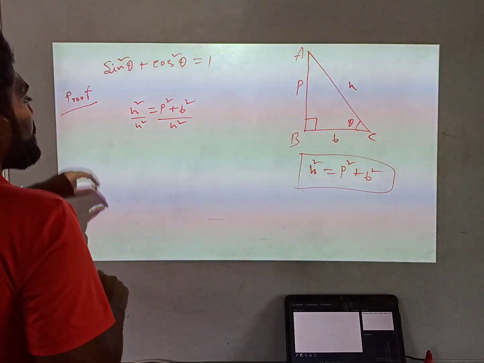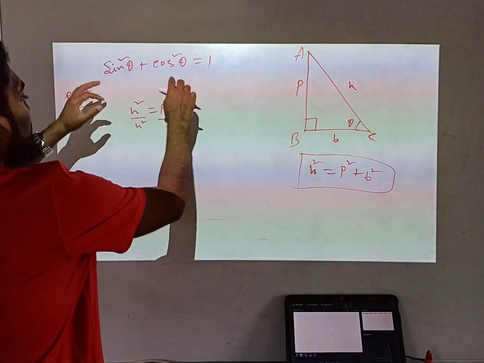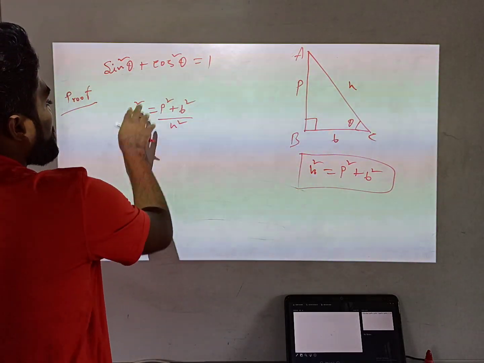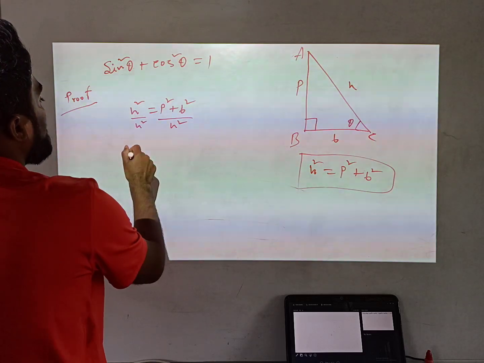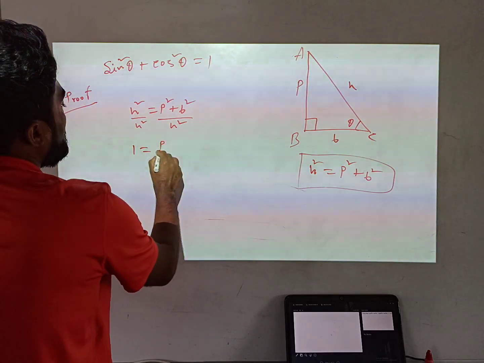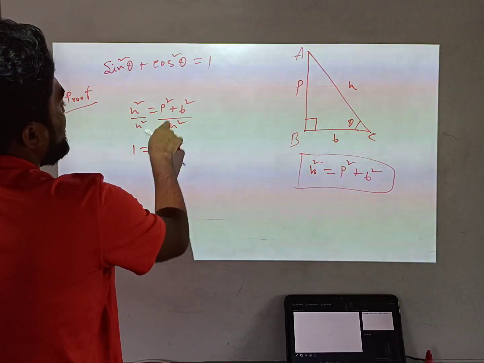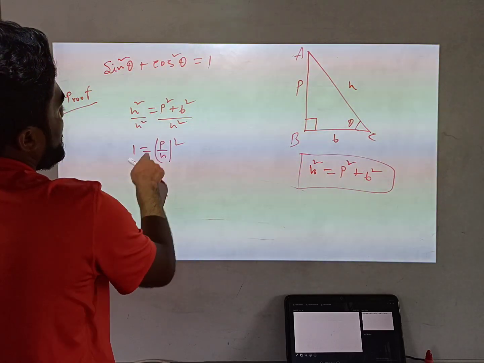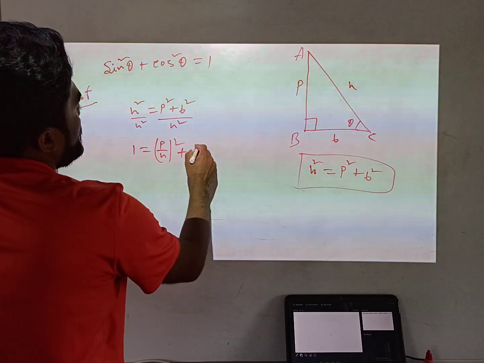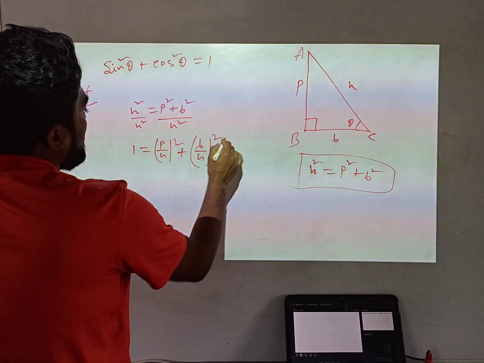Are you getting a point? First I will write this, and after that we are dividing both the sides by h square. So h square by h square, that is 1, and here I get p square by h square, that is (p by h) whole square, plus b square by h square, that is (b by h) whole square. Are you getting my point?